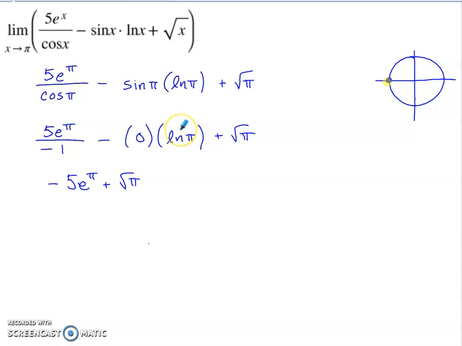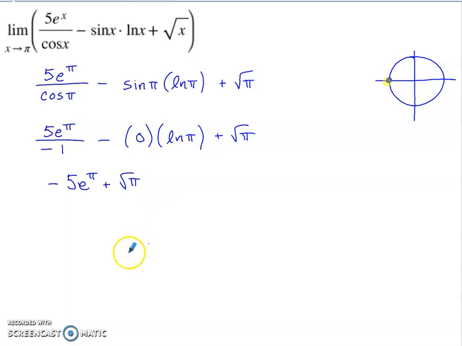Don't know what natural log of pi is, just copying that in. Don't know what square root of pi is, I'm just copying that in. I don't know what 5e to the pi is, so you see that that is copied into this fraction again, but I do know if I divide that by -1, it just makes that numerator negative. 0 times natural log of pi, that piece goes away, and I end up with plus square root of pi. This is an ugly answer. That's by intention. Ugly function, ugly value x is approaching.